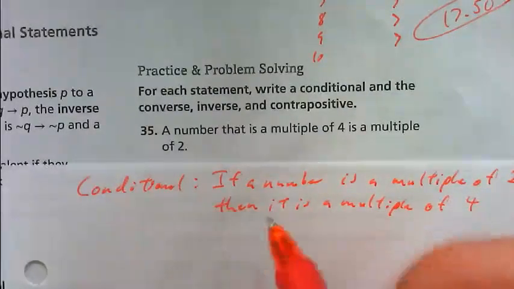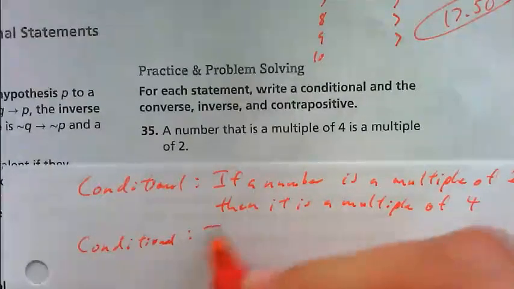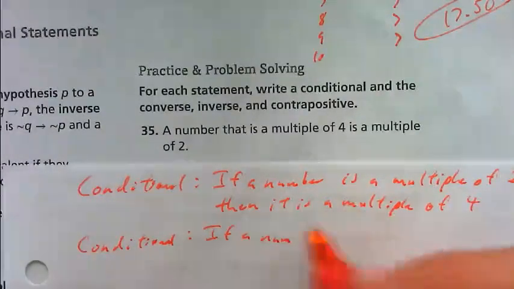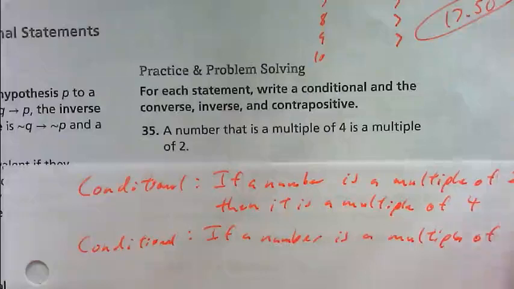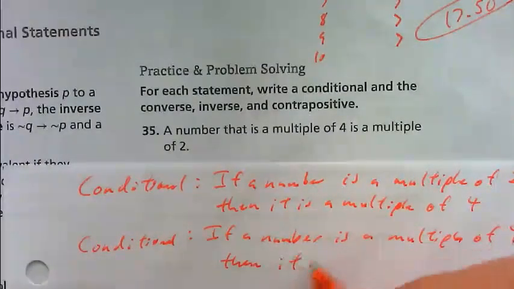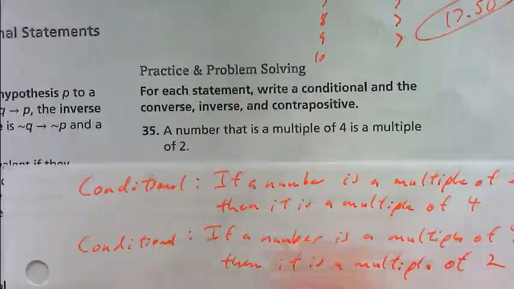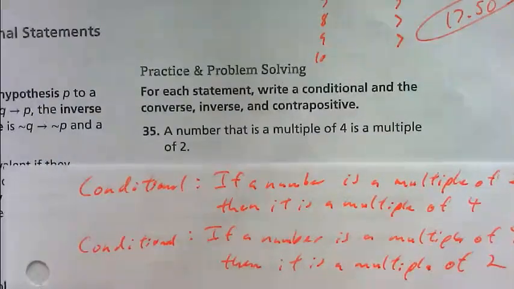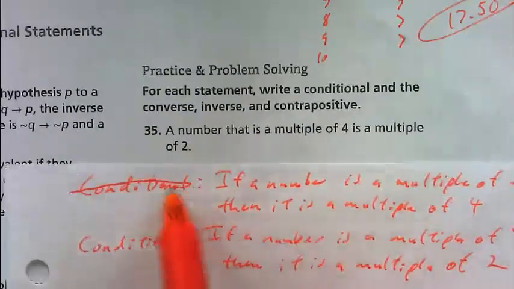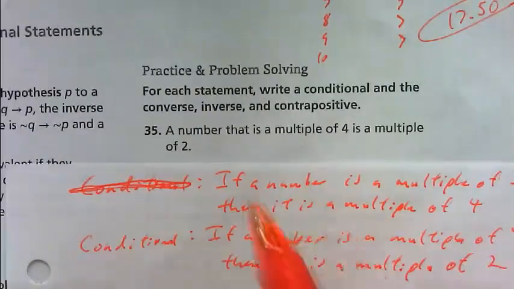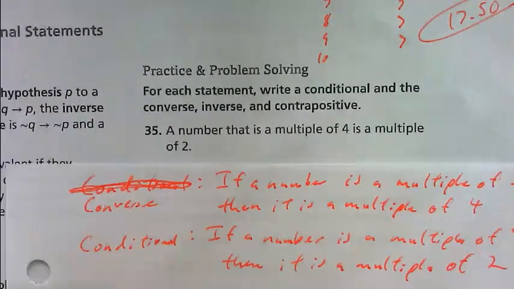So let's rewrite the conditional. Really the conditional should be: if a number is a multiple of 4, then it is a multiple of 2. So this actually has the same truth value as this. These are both true statements now. Now there's a reason why I'm not erasing this yet. It's not the conditional, but I switched the if and then, so I could now call the one I wrote first the converse of that original conditional statement.